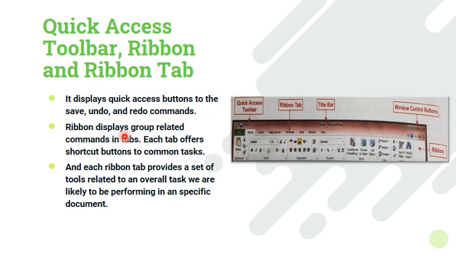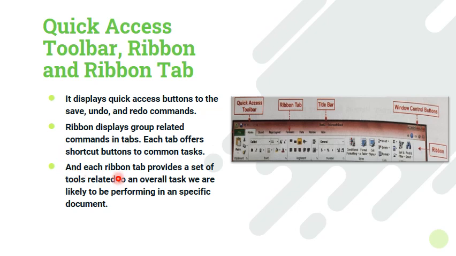Next, the ribbon displays group related commands in tabs. Each tab offers shortcut buttons to common tasks. So this is the ribbon. You can see this is the ribbon. Whenever you click on the ribbon tab, it will show this type of ribbon on the screen, and from this ribbon you can choose the option or any of the tools that you want to apply in your worksheet.